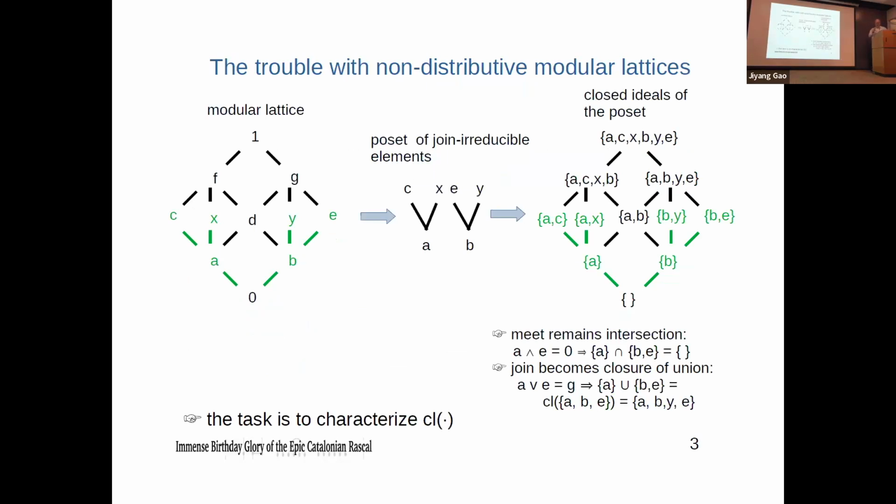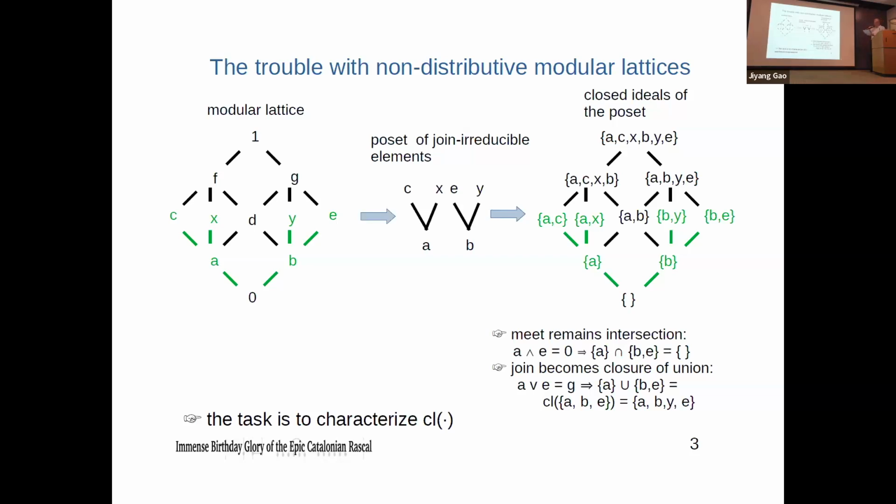The trouble with non-distributive modular lattices is that to recover the original lattice from the closed set of join irreducibles, we must take only closed ideals of the closed sets with some particular closure operator. The closure operator captures the non-distributivity of the lattice. The meet of elements remains represented by the intersection of ideals, just as in the distributive case, but the join becomes the closure of the union of ideals rather than just the union. The fundamental task is to characterize these closure operators.